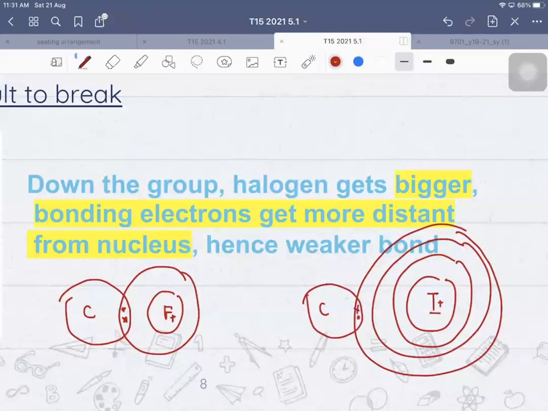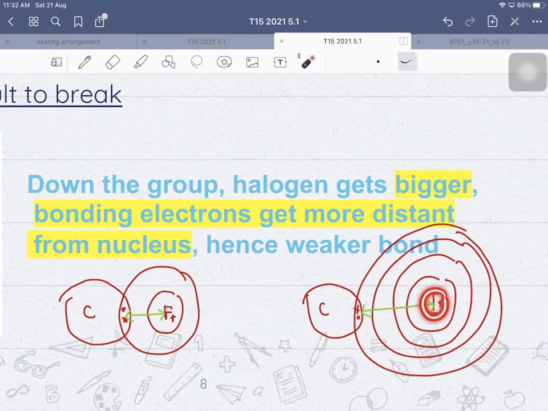So if you look at the distance between the nucleus and the bonding electrons, it is further in the carbon iodine bond compared to the carbon fluorine bond. So why does this distance matter? It is the attraction between the nucleus and the bonding electrons that holds the covalent bond. If you go back to the definition of covalent bond, it is the attractive forces between the nucleus and the bonding electrons, the shared electrons.